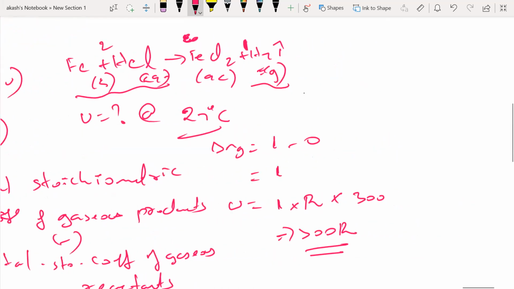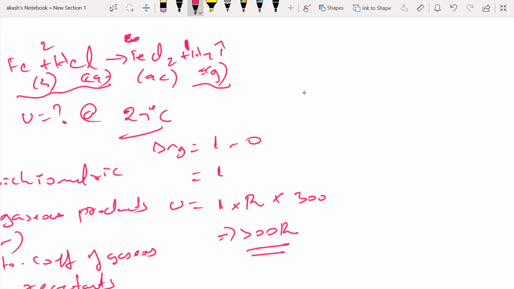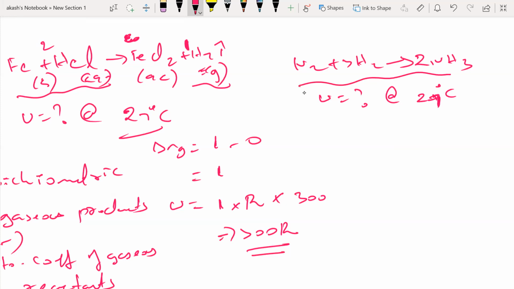Now, if I ask you another case, say I have N2 plus 3H2 giving 2 NH3, ammonia, and I'm asking you, what is the work done at 27 degrees Celsius? What will be your answer? Quickly calculate for this reaction, people. What is the work done in doing the reaction?